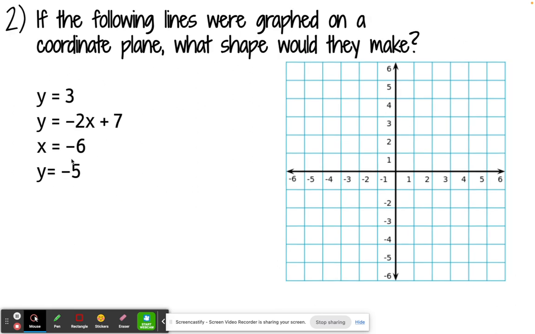Okay, what do you think this would make? I have some interesting things here. Let's take a look. Y equals 3. Remember, we have y, which means a horizontal line with 0 slope, and it's a y equals equation, which means I'm going to have a horizontal line at y equals 1, 2, 3. It's going to go straight across this way.